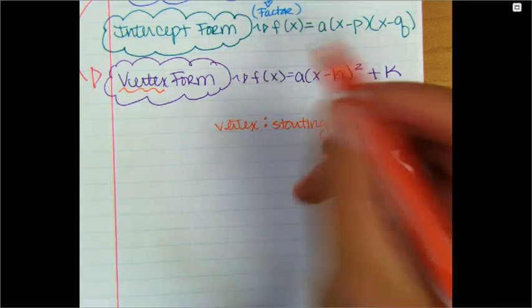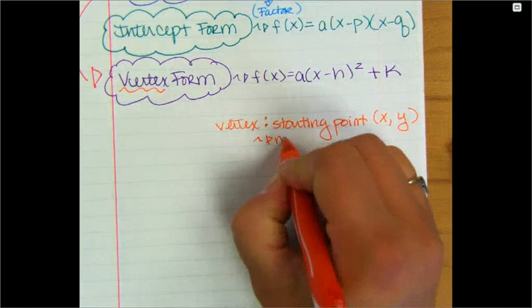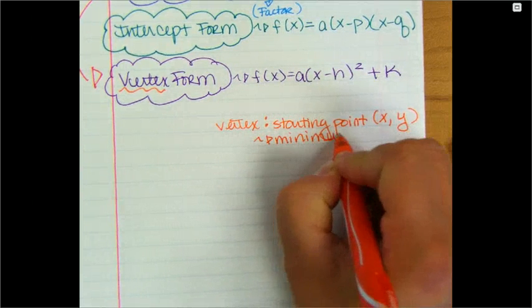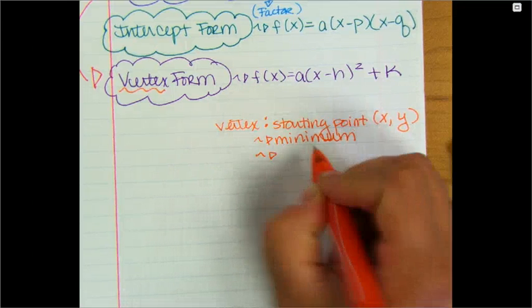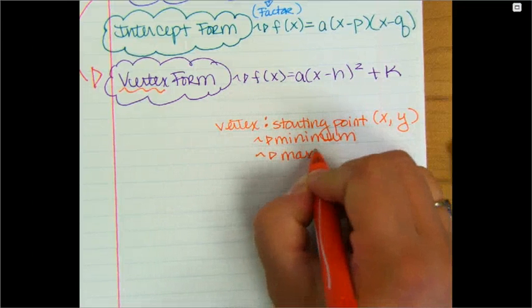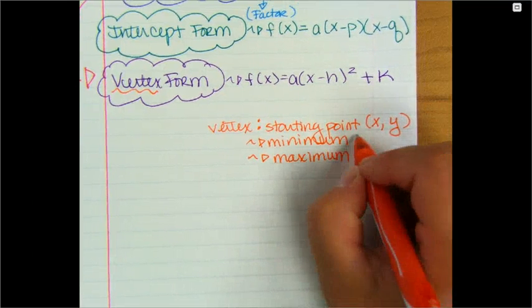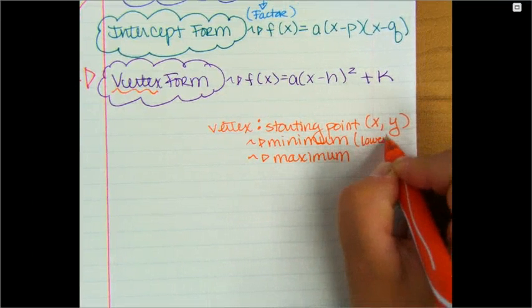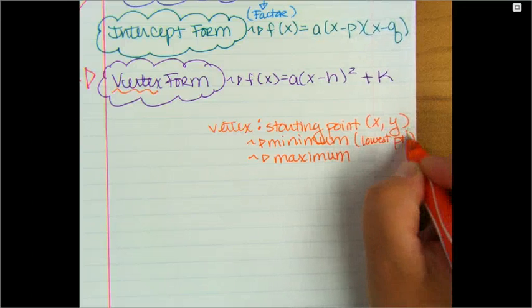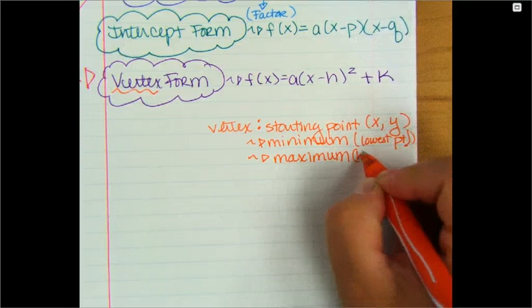It also determines if you have a minimum. Oh, wait, did we hit the word minimum before? Yeah, on that quadratics task, right? Or the opposite of minimum is maximum. A minimum is your lowest point. And your maximum is your highest point.